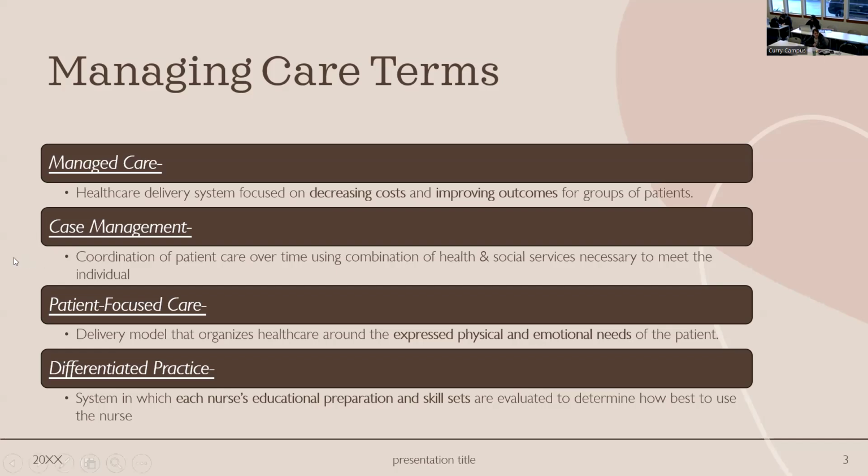Patient-focused care. It's a delivery model that organizes healthcare around the expressed physical and emotional needs of the patient. One example would be adjusting a hospital meal plan to accommodate cultural dietary preferences, or allowing the family to participate in care during end-of-life care. And differentiated practice, in which each nurse's educational preparation and skill sets are evaluated and determined how best to be used.